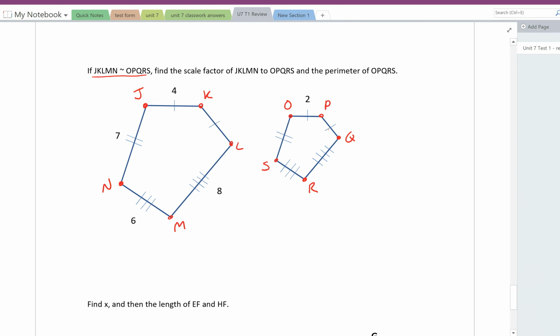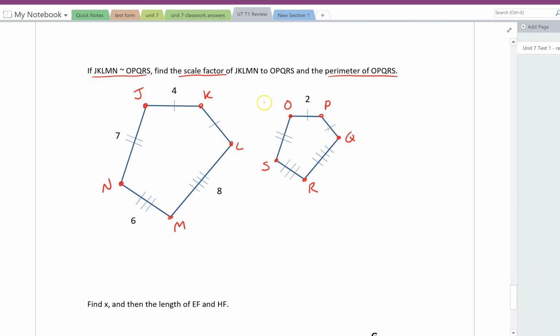Okay, I'm told that they're similar, so I'm not trying to decide or figure out whether they're similar or not. I'm going to find something else out. It wants to know the scale factor. In other words, what did I have to multiply all the sides on OPQRS to get JKLMN? And then it wants me to figure out the perimeter of OPQRS. In other words, how long is it once all the way around the smaller five-sided shape? So to figure out the scale factor, what I have to do is find a pair of corresponding sides. That's the first thing I have to do.